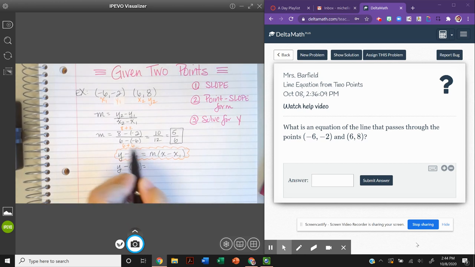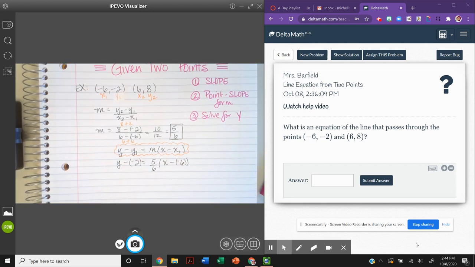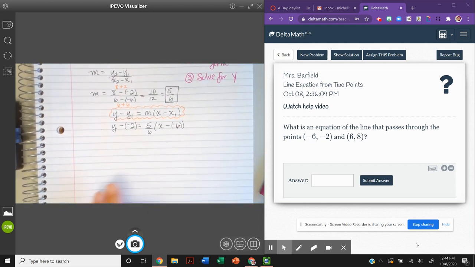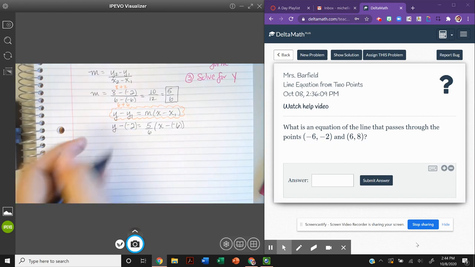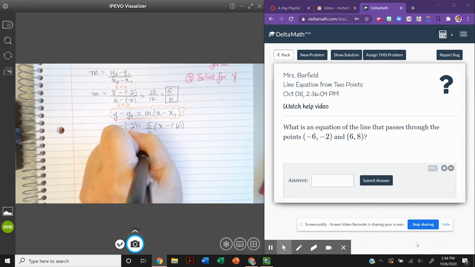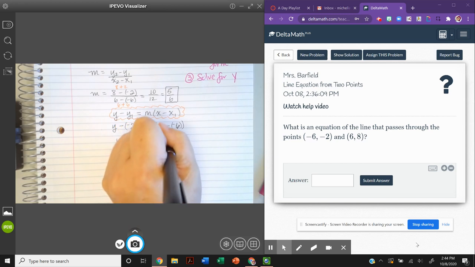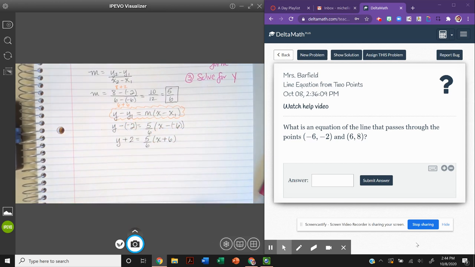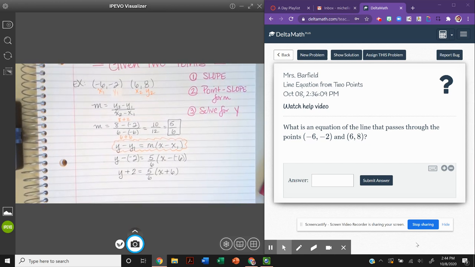All right, I know what m is. M is right here. It is 5 over 6. Then parentheses, x minus x1. Well, I've identified that as -6. I'm going to put parentheses around that -6 to make it neater. Just like slope, if I have a negative sign here, 2 negative signs, so that's really y plus 2 equals 5 over 6 times x plus 6. All right, so I've done my second step.